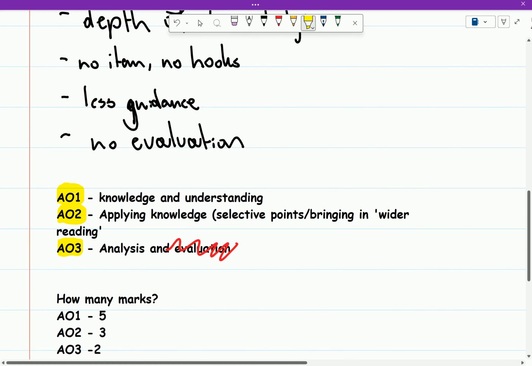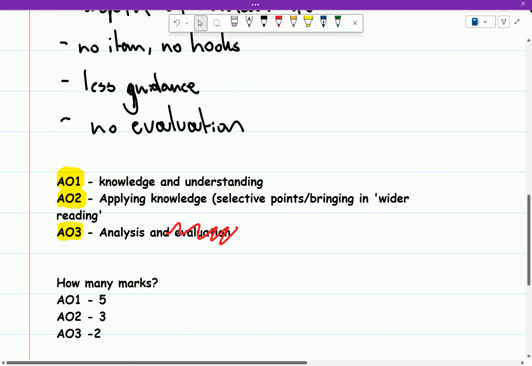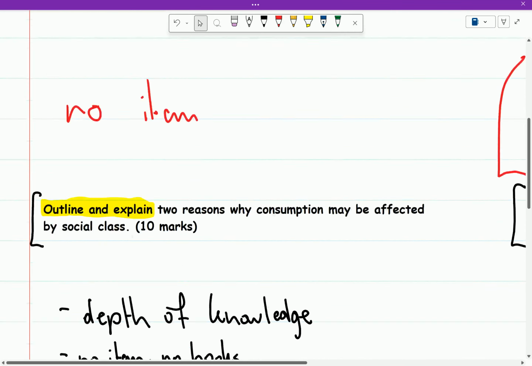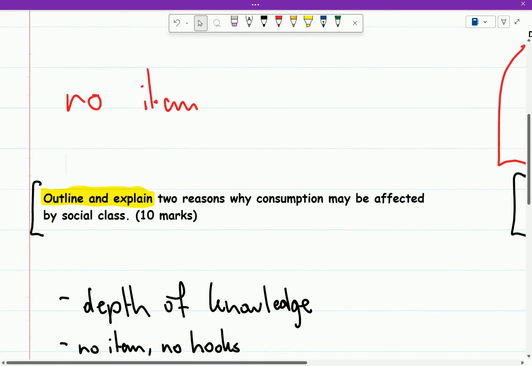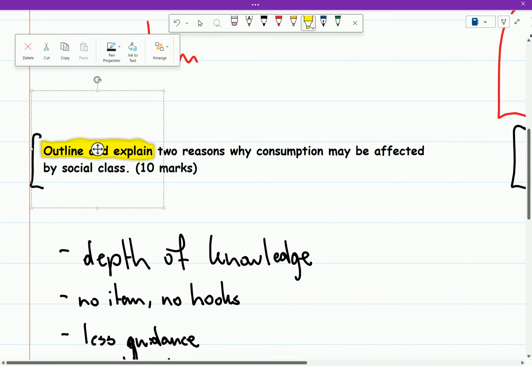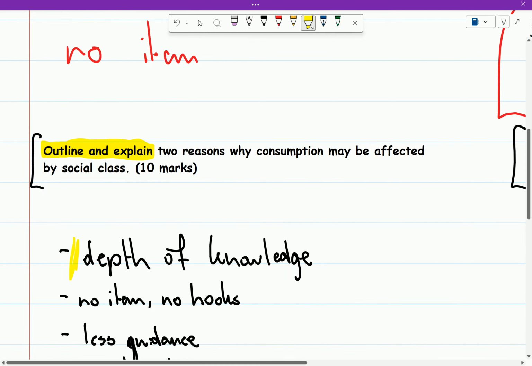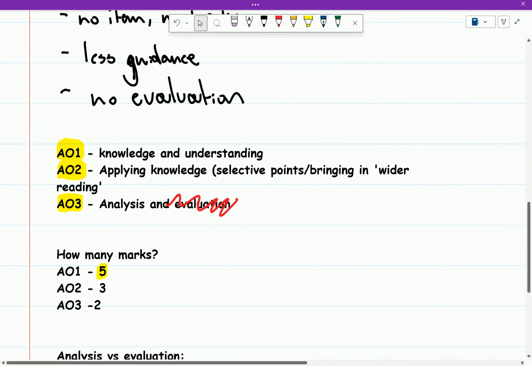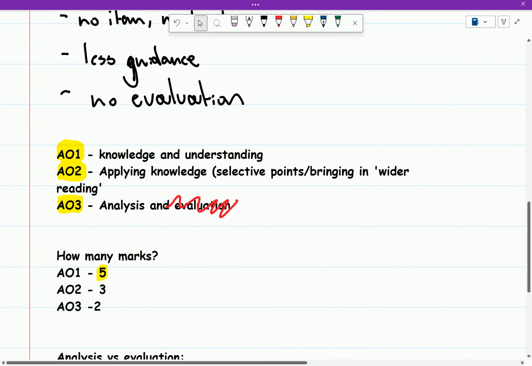The next thing we need to look at is the mark distribution for this type of question. So how many marks in total? Well, we have 10. AO1, 5 marks. So that tells you that you're going to get a lot of marks for your knowledge and understanding. Again, that highlights this point. Where have I put it? It's testing depth of knowledge. It really highlights that. How much do we know?